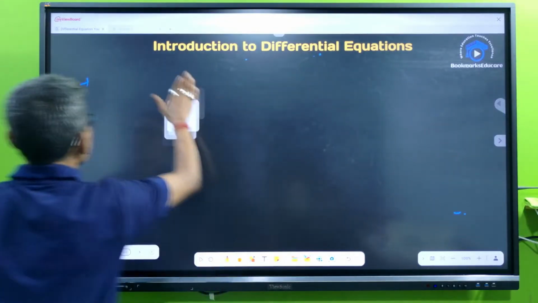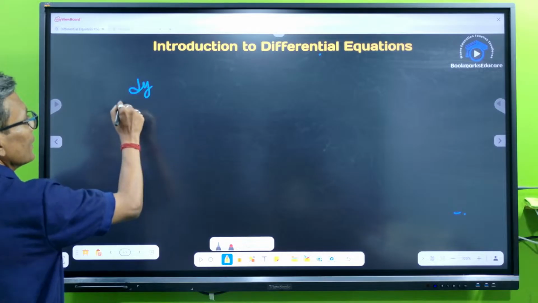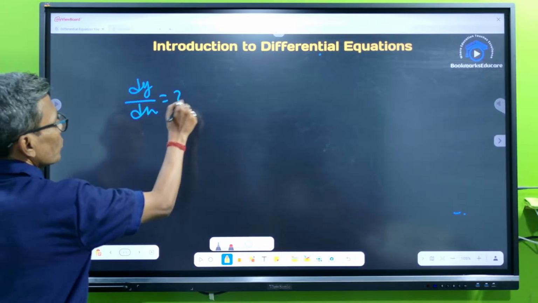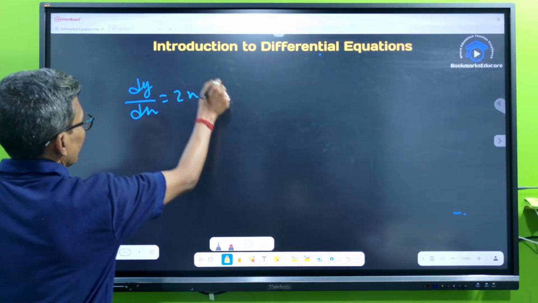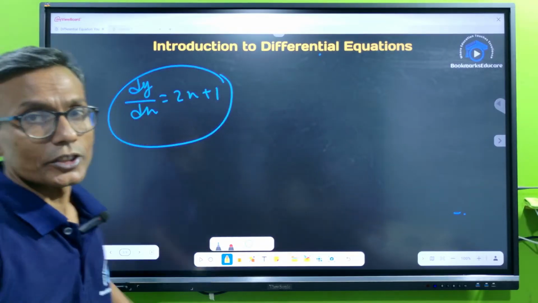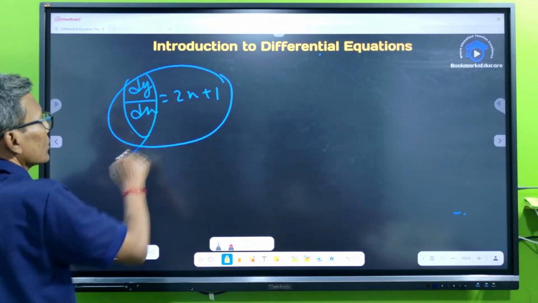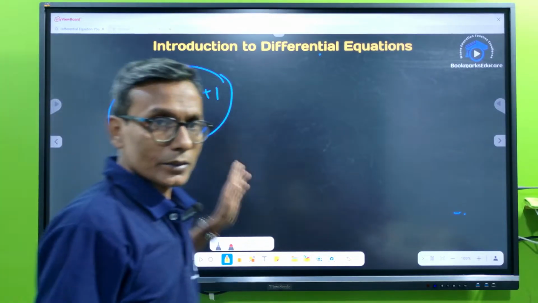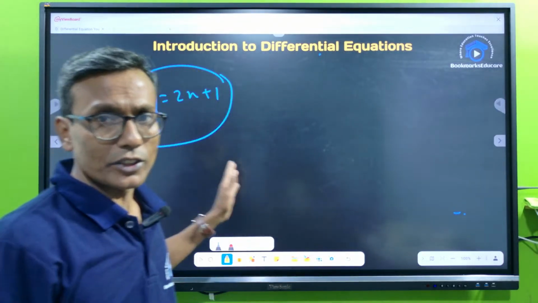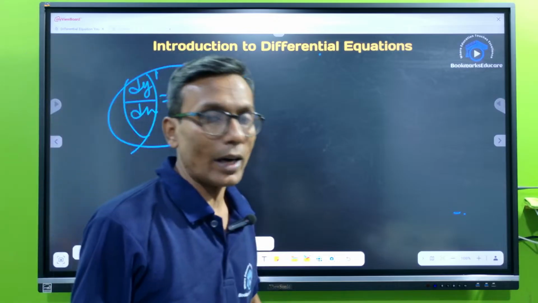So if we talk about this equation, dy by dx is equal to 2x plus 1. Here, this is the first order differential equation, and the power or degree of the differential equation is 1, because the power of dy by dx is 1.